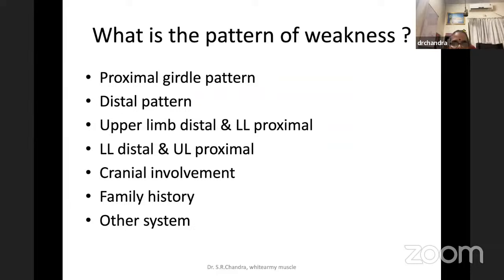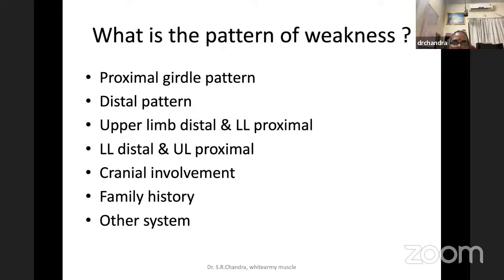So after having inspected, made him sit, get up, walk, examined all the muscles, checked the power, reflexes, tone, then categorize them into patterns. So what is the pattern? Proximal girdle pattern, so it's a limb girdle. Proximal limb girdle pattern is one pattern. That is the commonest pattern in most of the muscle diseases. And we have got a distal pattern. We have got a distal myopathy. That is a distal pattern.